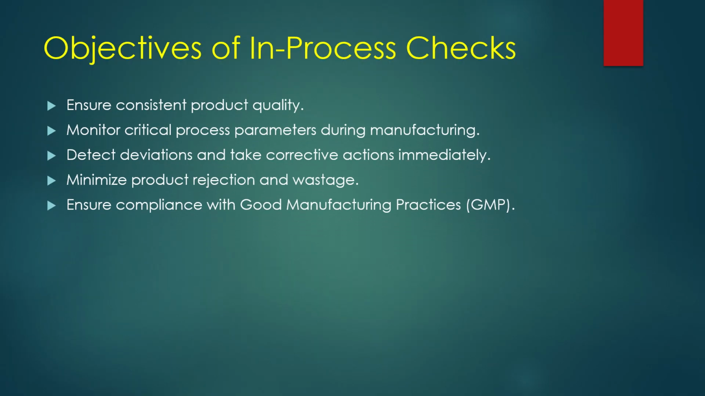The objectives of in-process checks are to ensure consistent product quality and monitor critical process parameters throughout the manufacturing process. They help detect deviations early, allow immediate corrective actions, minimize product rejection and wastage, and ensure compliance with good manufacturing practices.